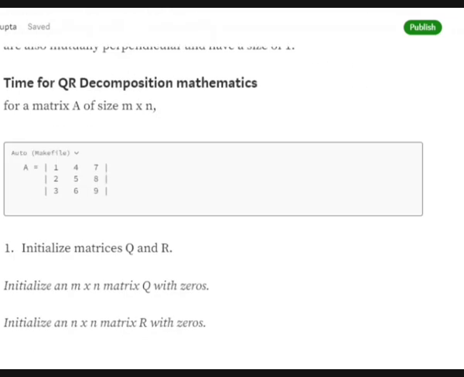Now I will show you how to perform a QR decomposition. We will first of all take a matrix A, 1 4 7, 2 5 8, 3 6 9. We'll be initializing two matrices Q and R with zeros.